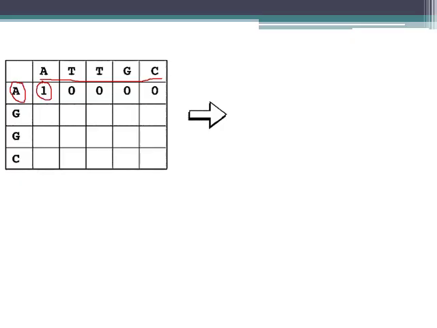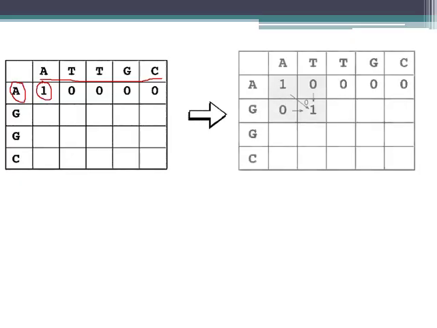Now when you start with the second row, you have to remember the rule of taking the maximum score from these three directions. So for G and A, there will be a mismatch and there is no cell in the left as well as there is no cell in the diagonal, but there is a cell on the upper side of the vertical axis.